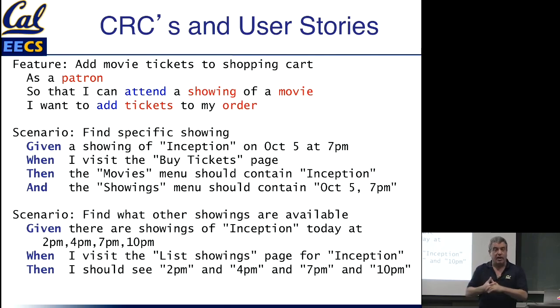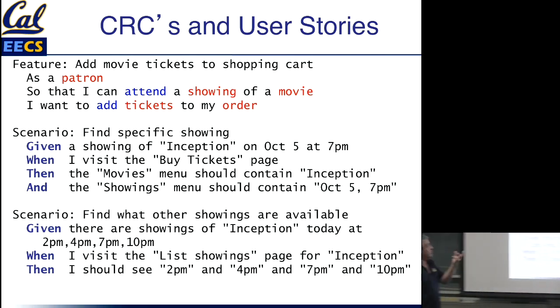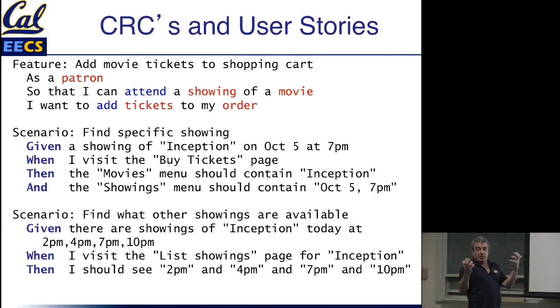Nouns are probably models or relationships between models. Right? So for example, there's a ticket and there's a showing. OK, those are clearly models. Are those models related to each other? I don't know.